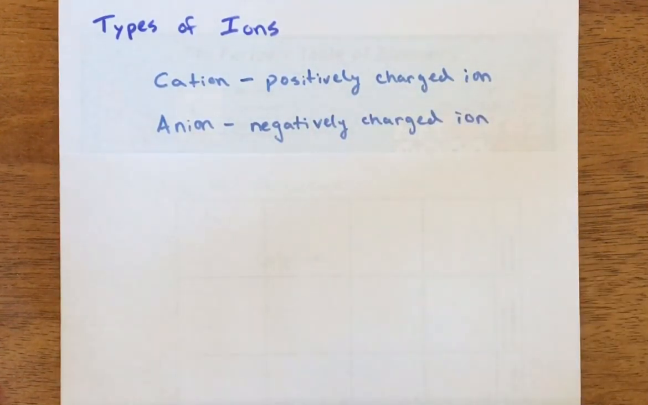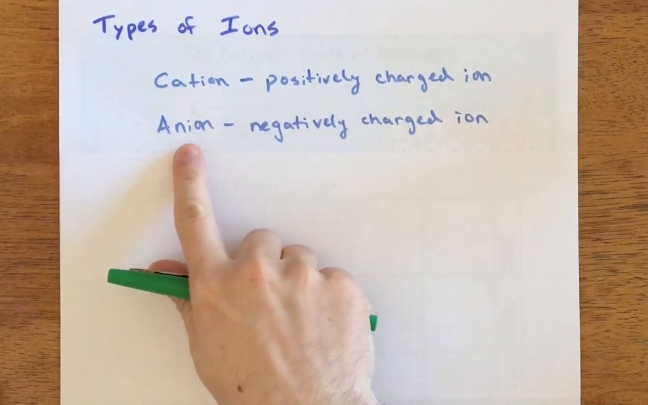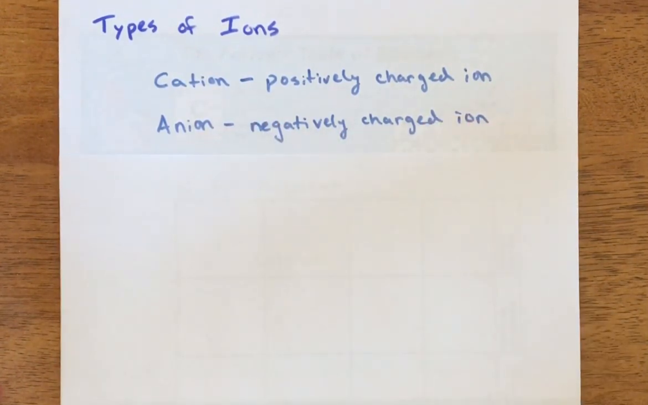So in our previous example, sodium was the cation. Anions are negatively charged ions. That would be kind of like oxygen.